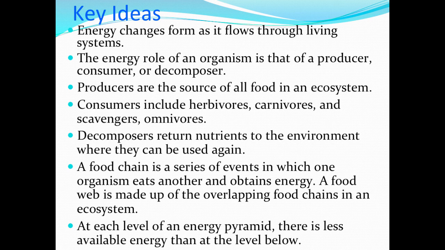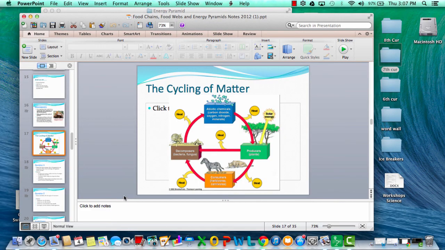Producers are always going to be the start of a food chain in an ecosystem. There are many different types of consumers. Decomposers are always what return the nutrients to the environment. And a food chain is a series of events in which an organism eats another to obtain energy. And the last and final thing is in an energy pyramid, there is less available as each level goes up. Okay? So if you know everything on this page, you are in really good shape on food chains, food webs, and energy pyramids. Okay, so that's the end of our notes.